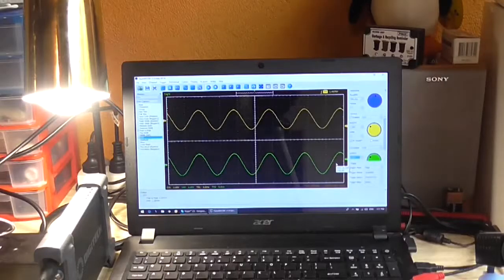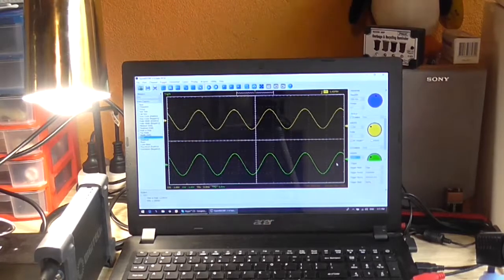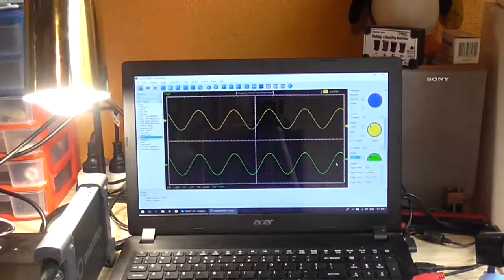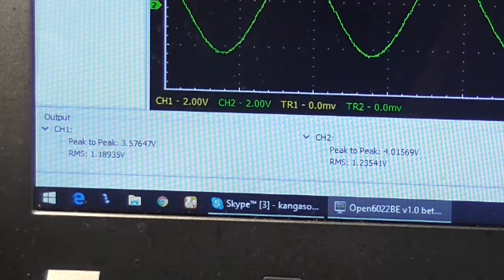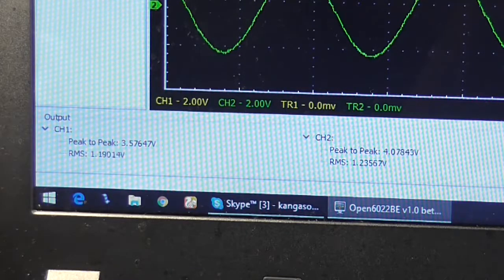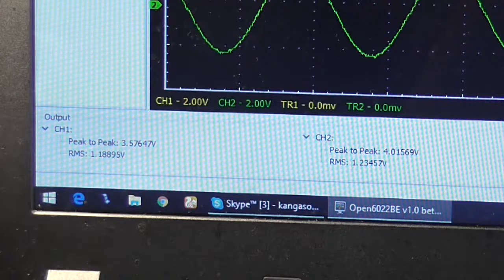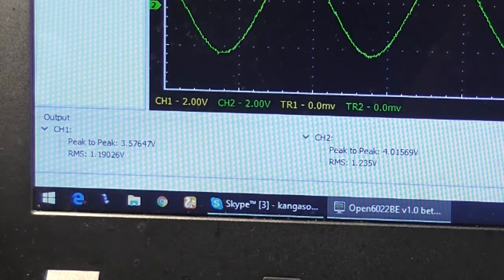Okay, and I've connected the second channel of the oscilloscope up to the output of the DDS, the input of the output stage, and we can see that the signal levels are roughly the same. In fact, I believe the output signal is lower than the input signal. If we look at the statistics, channel 1, which is the output, is 3.57 volt peak to peak, and the input is actually 4 volt peak to peak. So we're about 500 millivolts less at the output.